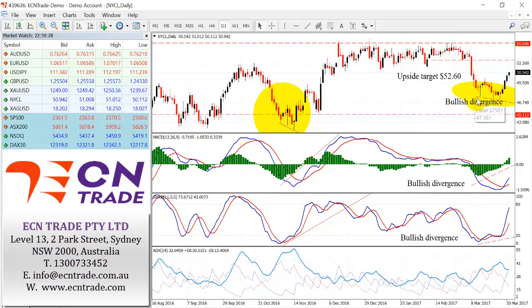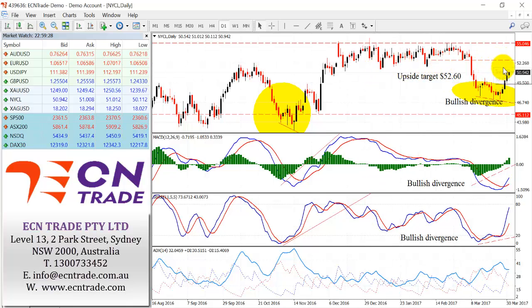Now you can see here a similar pattern, the market making lower lows in price and the indicator going up like we saw back here in the MACD, and also here from the stochastic. And we have, since the lows around $47, rallied back now nearly $4 to $51. We're not too far away from seeing a short-term top around 52.60.